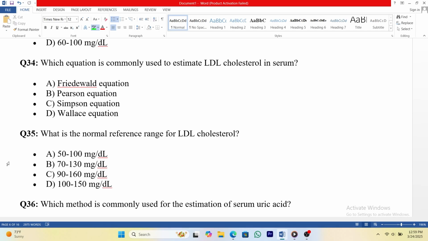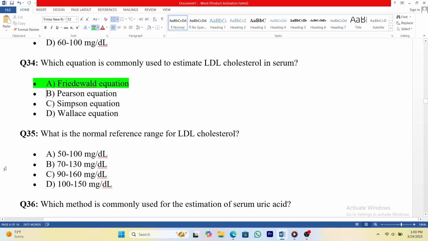34. Which equation is commonly used to estimate LDL cholesterol in serum? A. Friedewald equation. B. Pearson equation. C. Simpson equation. D. Wallace equation. Answer: A.